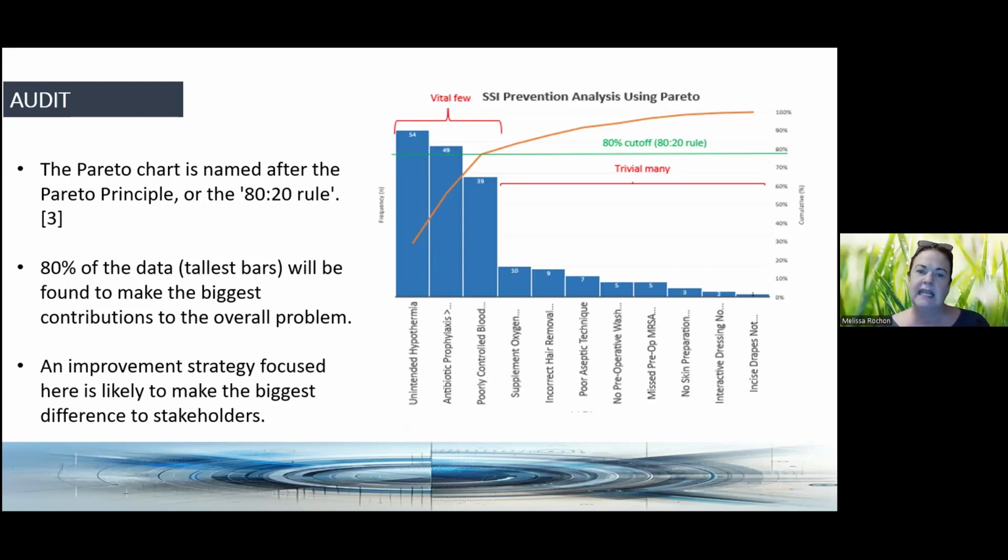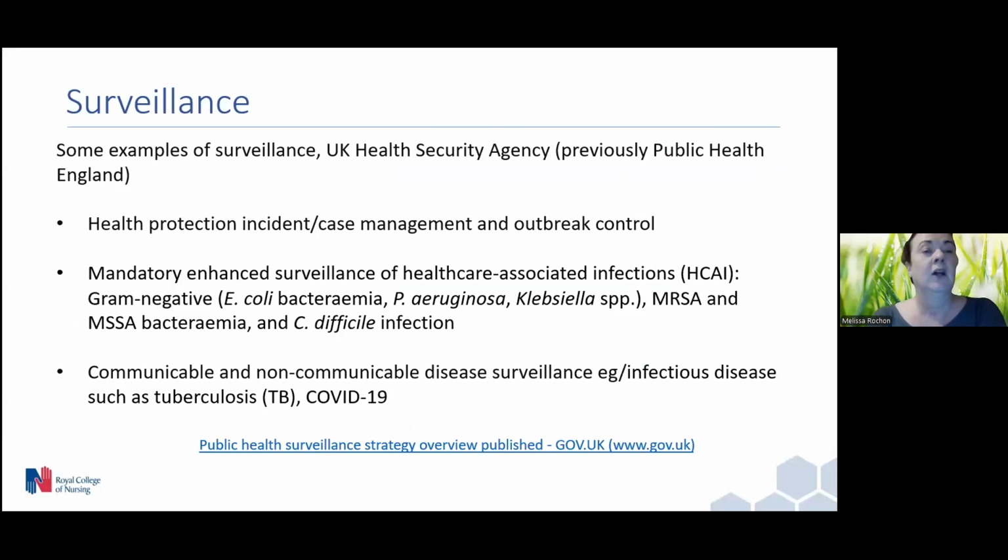So here you can see that actually unintended hypothermia, antibiotic prophylaxis being given outside of the 1 hour, and poorly controlled blood sugar were the areas that we should focus on, and that will make the biggest improvement overall. And I think that's a really useful way to look at your data. Again, you don't need years worth of audit data. You can do these sort of exercises with just some snapshot audits. So that's just a bit about audit.